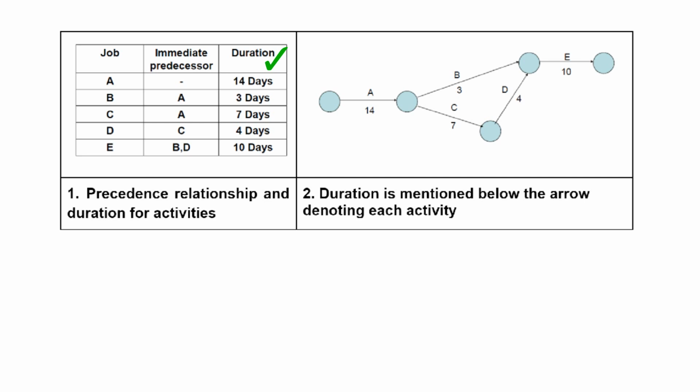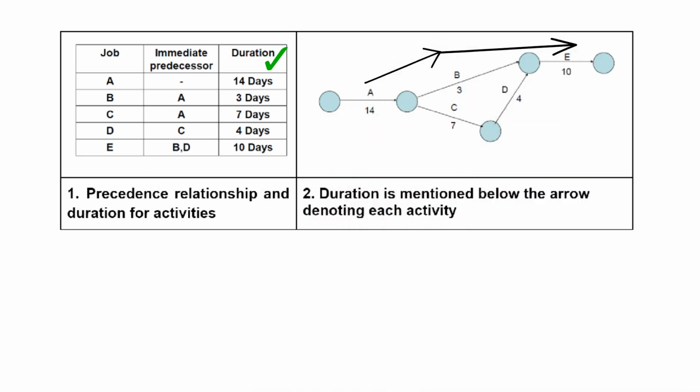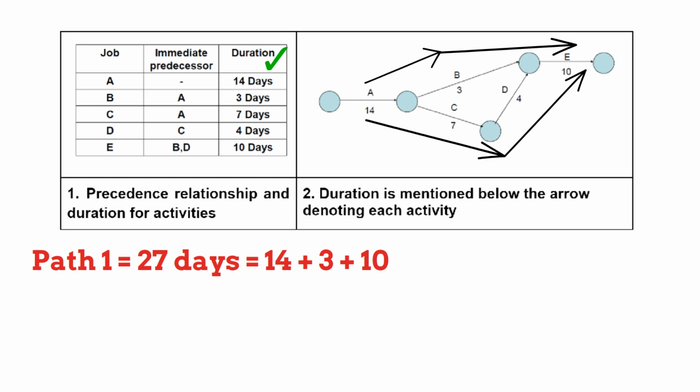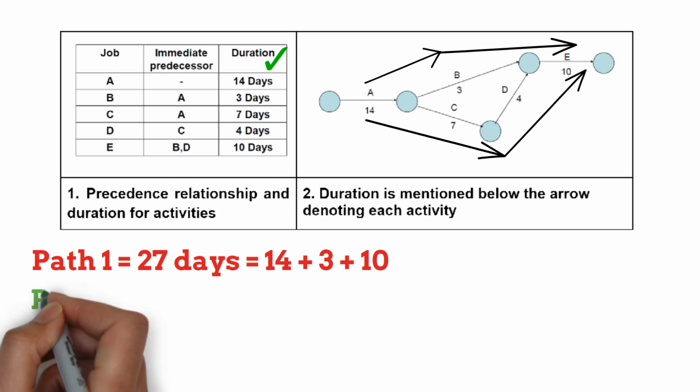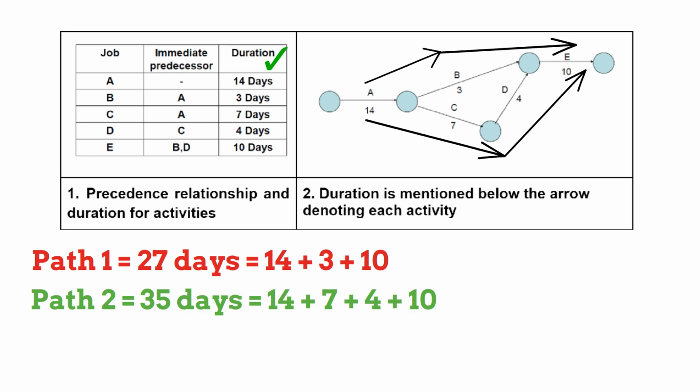In this network diagram, there may be 2 paths to complete the project, path 1, through activities A, B and E, and Path 2, through A, C, D, E. The total duration for Path 1 is 27 days after adding the duration for each activity in this path, which is 14 days, 3 days, and 10 days. Similarly, the total duration for Path 2 is 35 days after adding the duration for each activity in this path, which is 14 days, 7 days, 4 days, and 10 days.